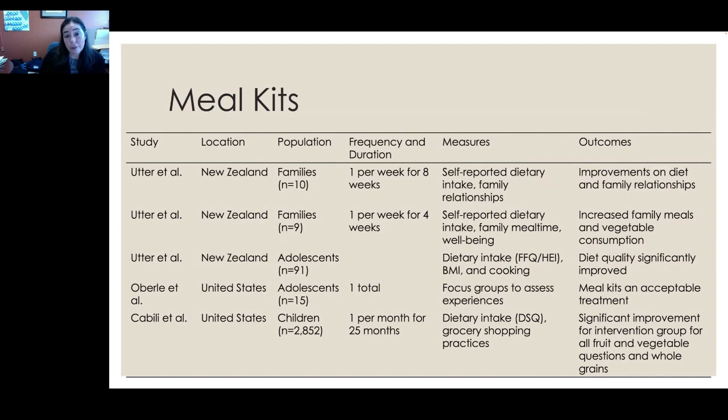And if you look at the frequency and duration, it goes anywhere from 1 per week for 8 weeks to 1 per month for 25 months. But there has been a positive impact from these meal kits on specifically dietary quality, as well as family relationships. So you do see an increase in fruit and vegetable consumption as a result of participating in a meal kit project, as well as family meals being more positive.